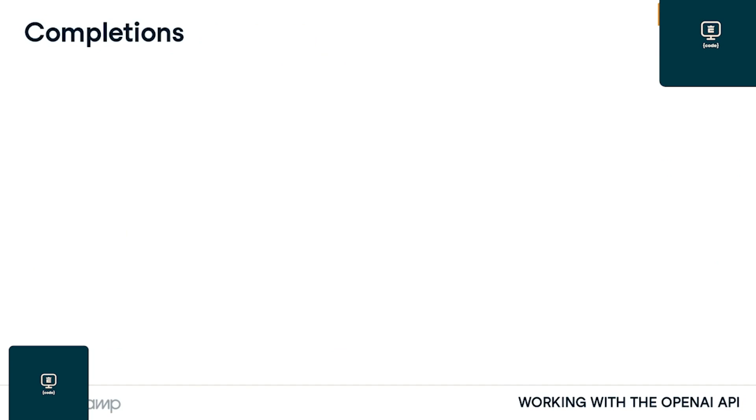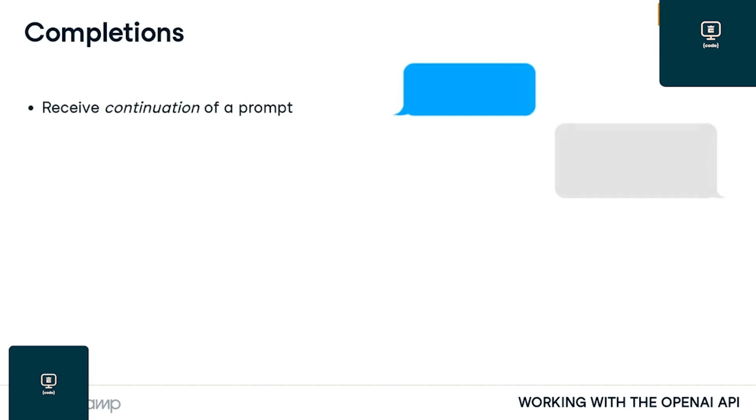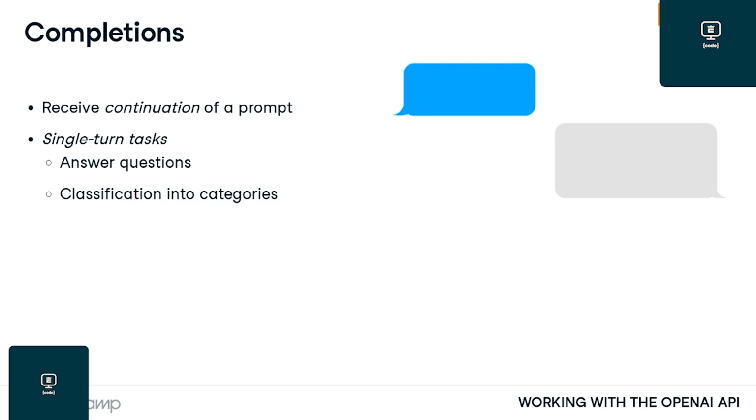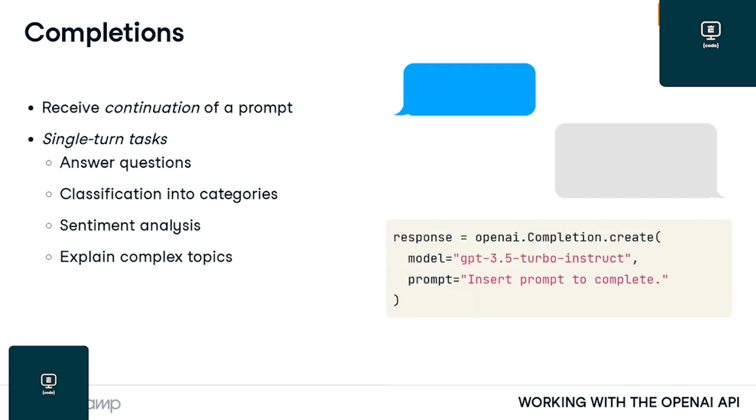The completions endpoint allows users to send a prompt and receive a model-generated response that attempts to complete the prompt in a likely and consistent way. Completions is used for so-called single-turn tasks, as there's a single prompt and response. However, the models available via this endpoint are extremely flexible and are capable of answering questions, performing classification tasks, determining text sentiment, explaining complex topics, and much more. The completions endpoint is available via the OpenAI Completion class.